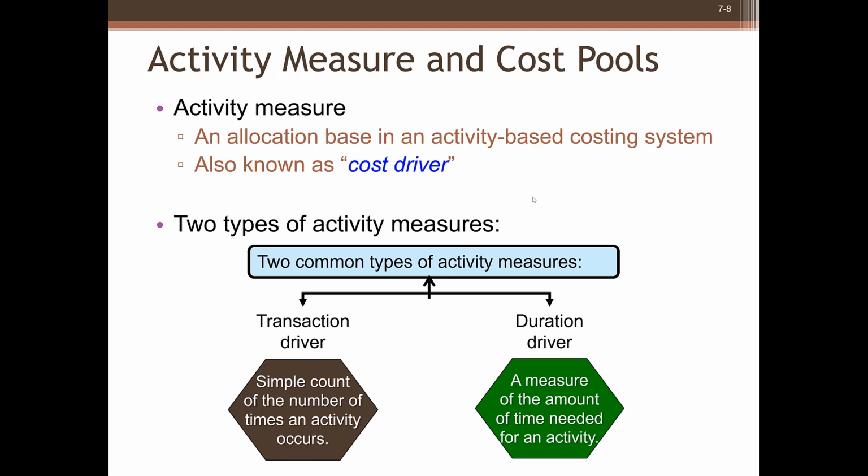Transaction driver is a simple count of the number of times an activity occurs, such as the number of bills sent out to customers. A duration driver is a measure of the amount of time performed for the activity, such as the time spent preparing individual bills for customers.